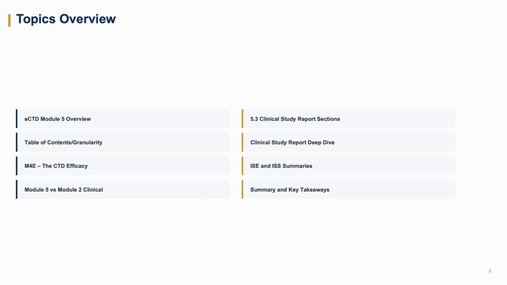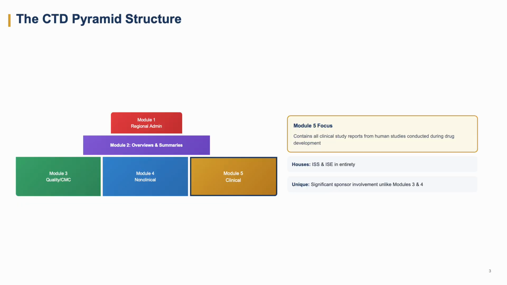Let's begin with where Module 5 fits in the overall CTD pyramid structure. This pyramid represents the common technical document structure that we've been building throughout this course. At the top, you have Module 1, which is region-specific administrative information. Below that is Module 2, containing your overviews and summaries, the executive summary of your entire submission. The base of the pyramid consists of Modules 3, 4, and 5: quality, non-clinical, and clinical respectively. These contain all the detailed data that supports the summaries in Module 2.